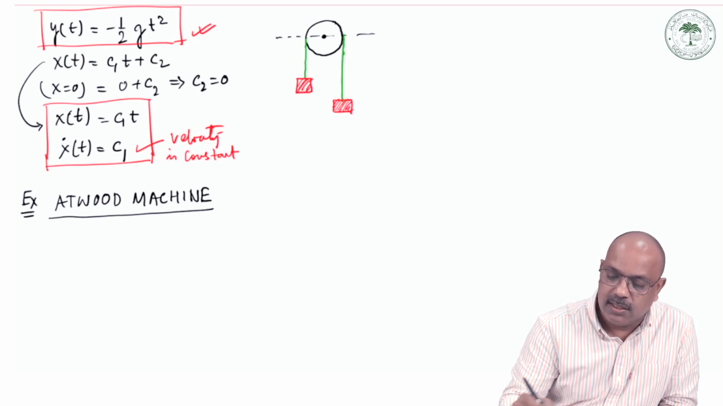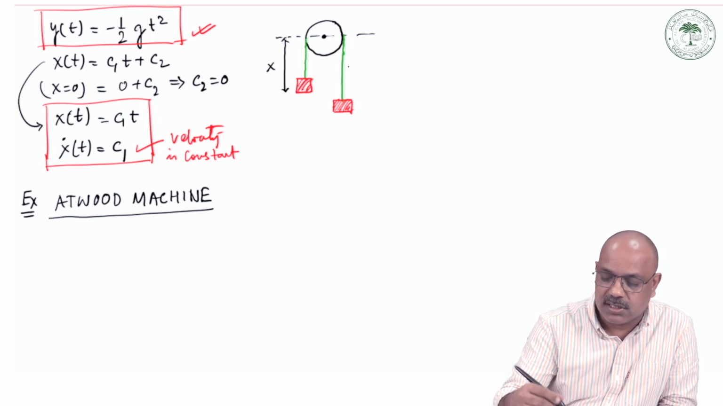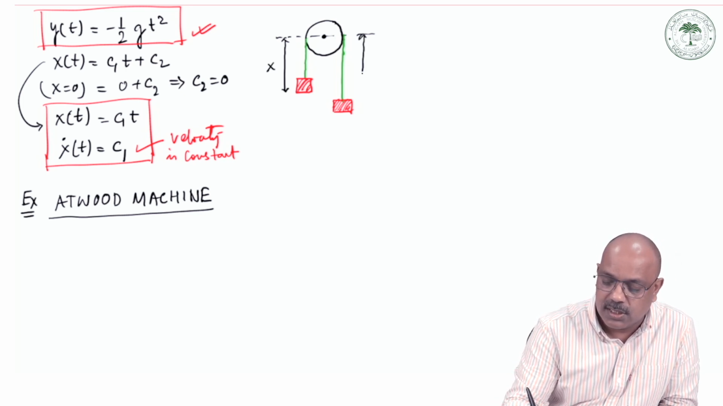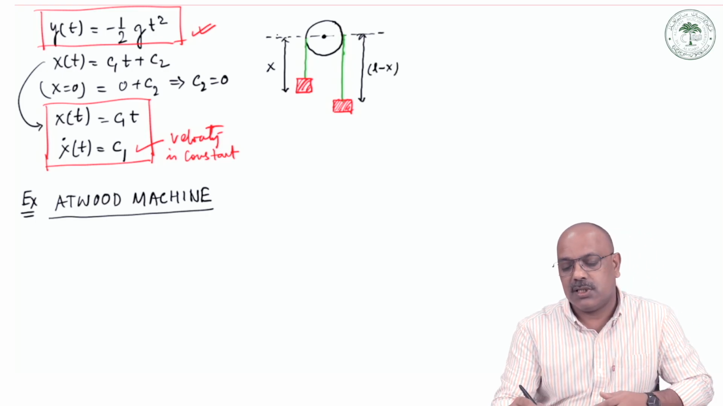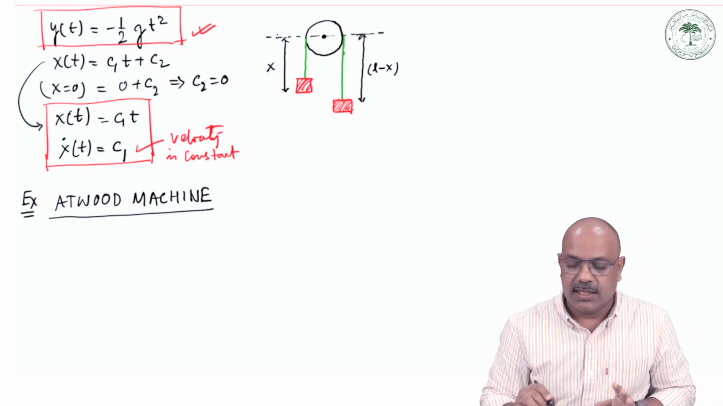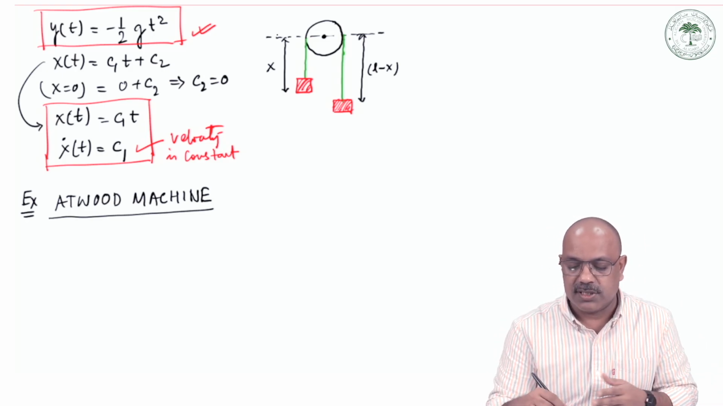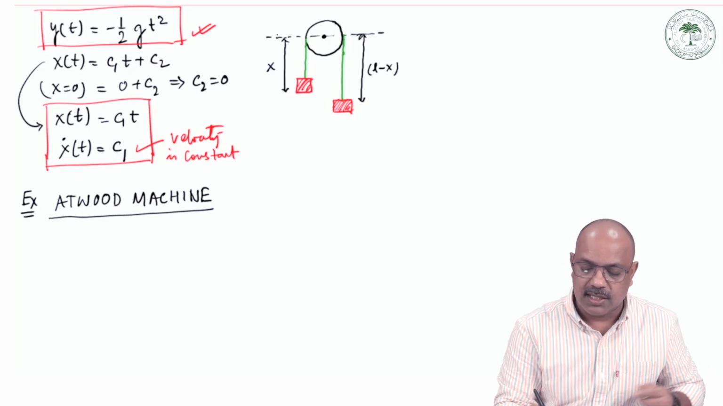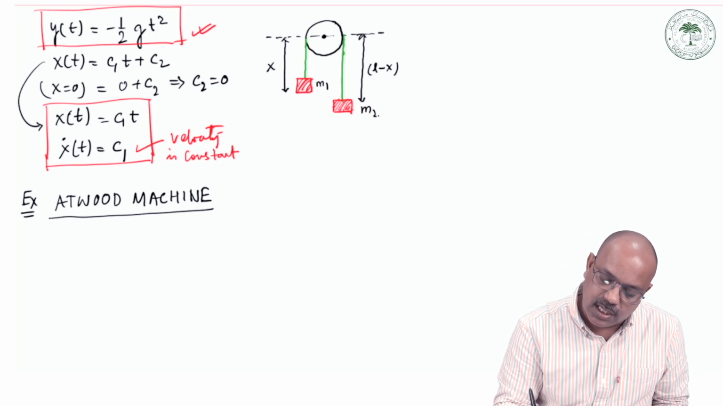So if you say this is x length, and the total length of the rope is L, then this is going to be L minus x. Okay, so this is a frictionless pulley, and the total length of the rope is L. This one is mass m1 and this is mass m2.